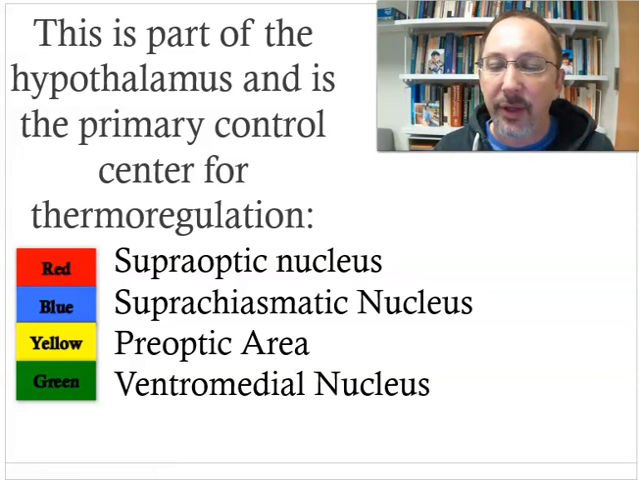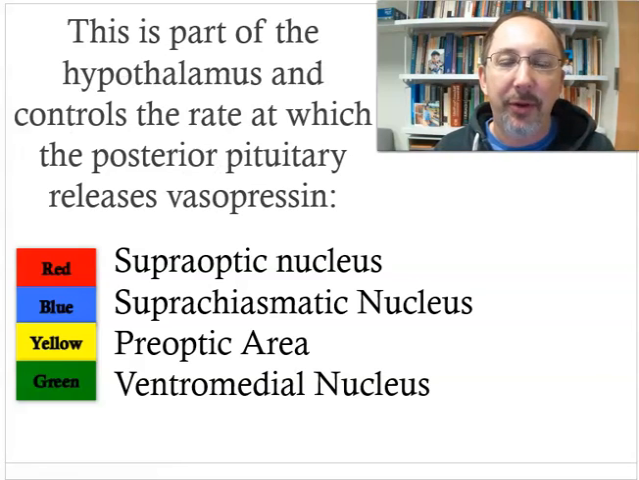And then we have the part of the hypothalamus that controls the rate at which the posterior pituitary releases vasopressin. Is this the supraoptic, suprachiasmatic, preoptic, or ventromedial? And this is the supraoptic. And the other one that does this too is the paraventricular, that control the release of vasopressin.